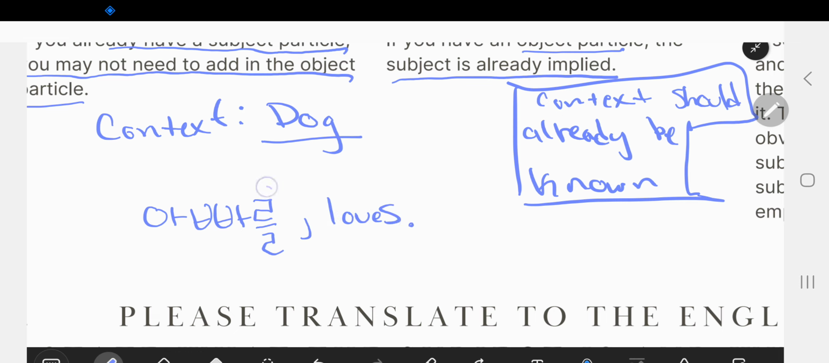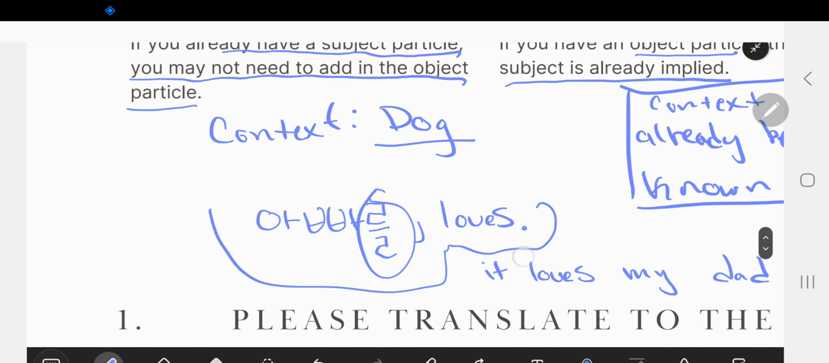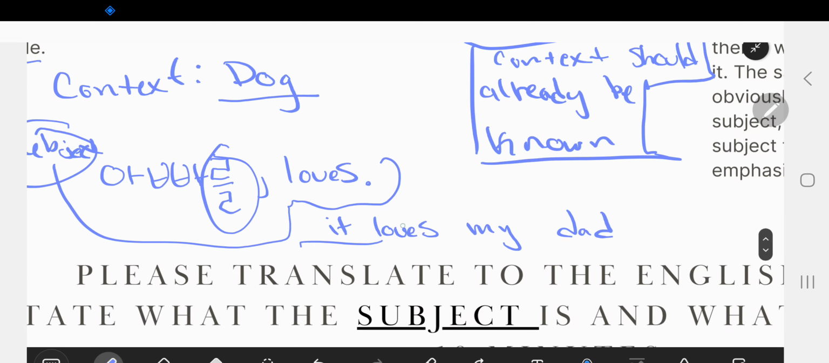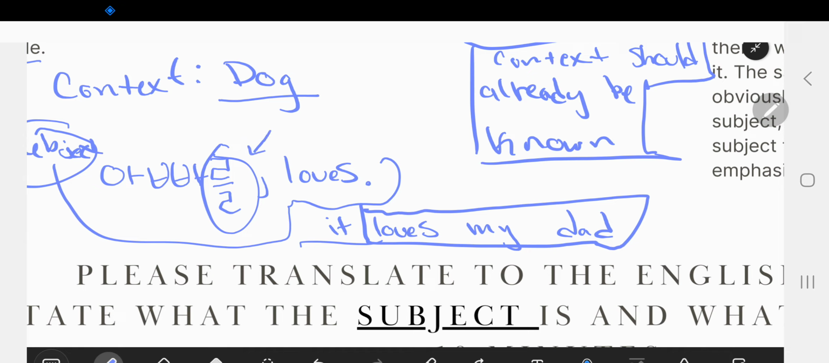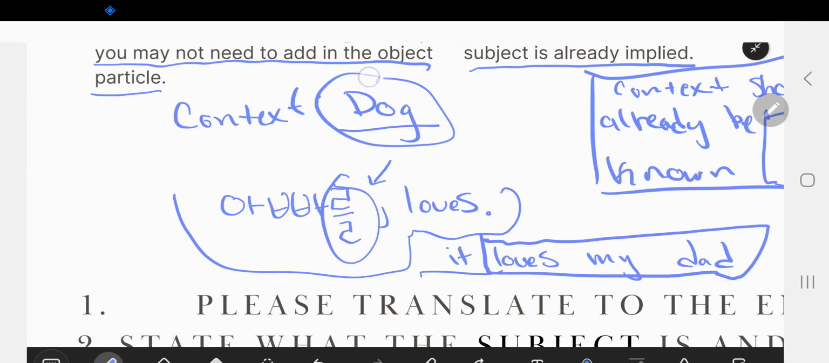So what would this mean? In plain English, this would mean it loves my dad. Okay, now this might sound a little confusing because why do we not have anything here? There's supposed to be something here, right? That's how we do it in English. It loves my dad. Why would we just say loves my dad? And that is because we added the object particle here. So we did not need to mention the subject. We did not need to mention it because we're already talking about the dog doing what? 아빠 loves. The dog loves dad. So it loves my dad.